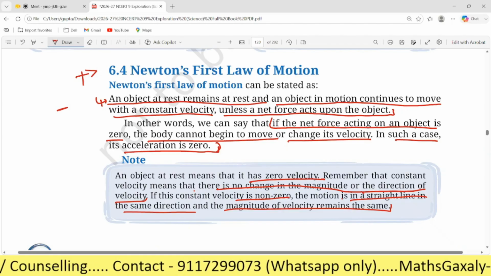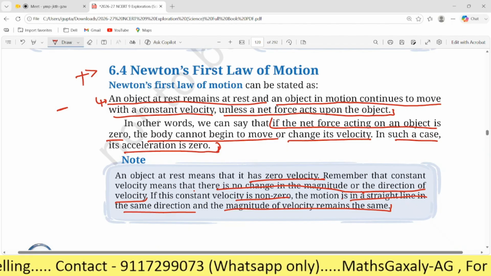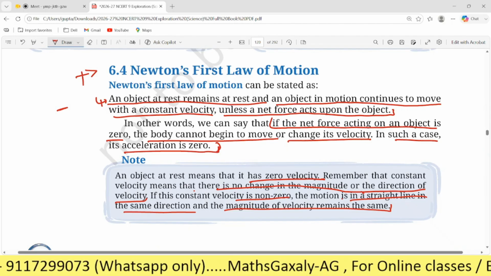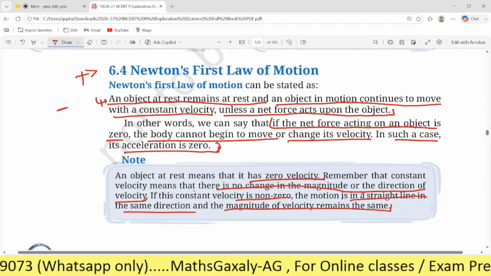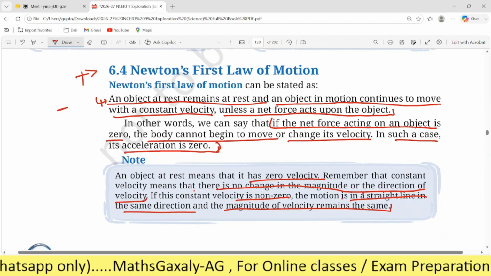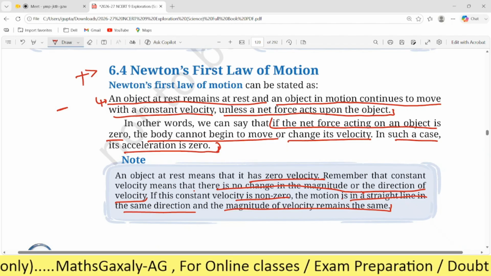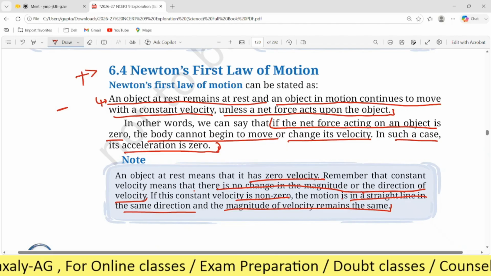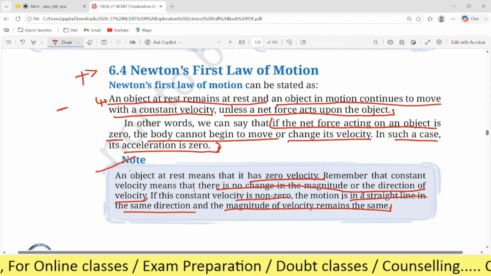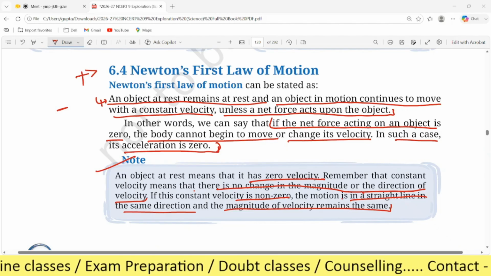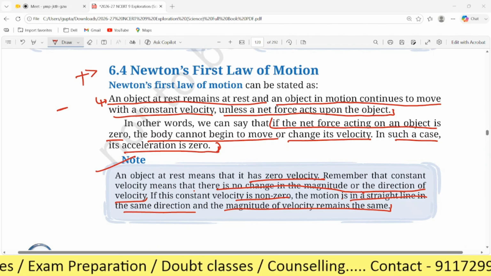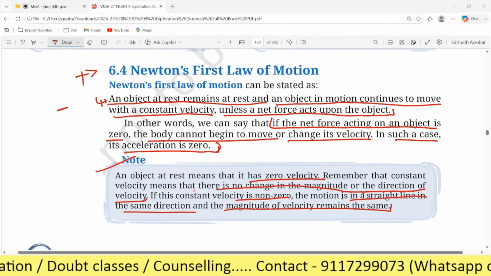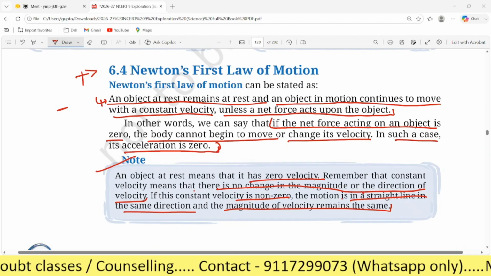And when we talk about constant velocity, it means that there will be no change in the magnitude or the direction of the velocity. It will be constant. If this constant velocity is non-zero, it means the motion is in a straight line in the same direction and the magnitude of the velocity remains the same. Okay, is it clear now? Any doubt? No. Then please note this one. These are the important points. I am providing the notes to you, so please note down all these points. If there is any doubt you can ask me. Done.